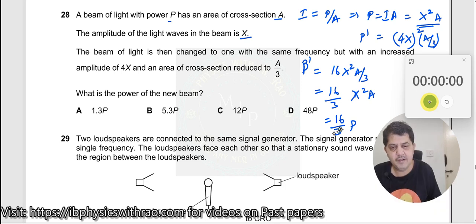So thus, what is 16 by 3? 3 5s are 15, and 10 5.2P. So 5.2P or 5.3P. So closest is 5.3P. The answer is B over here.